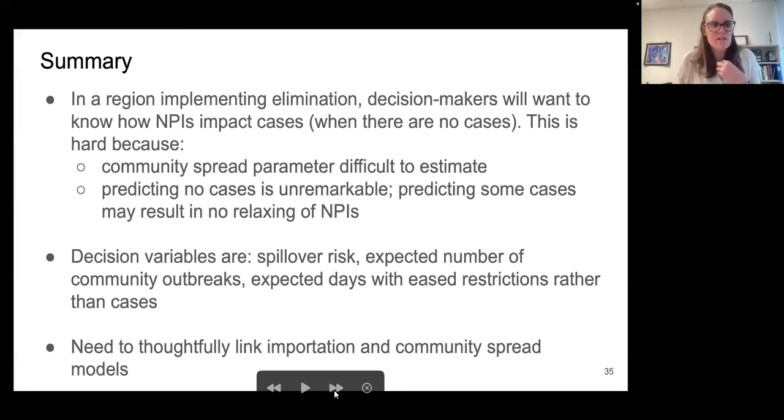For regions implementing an elimination strategy, you want to consider different decision variables. Oftentimes, as modelers, we're reporting the number of infected individuals, but for regions implementing elimination strategies, I think it's better to report things like the spillover risk, the expected number of community outbreaks over some long period, or the expected number of days when you can ease restrictions because there are no community cases. We need to come up with thoughtful ways to link our importation models to community spread models. I've given some examples here, but I think this is a really open area.